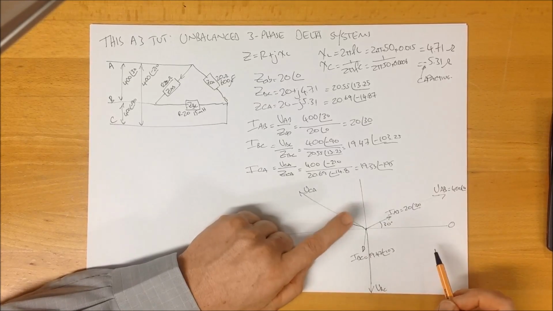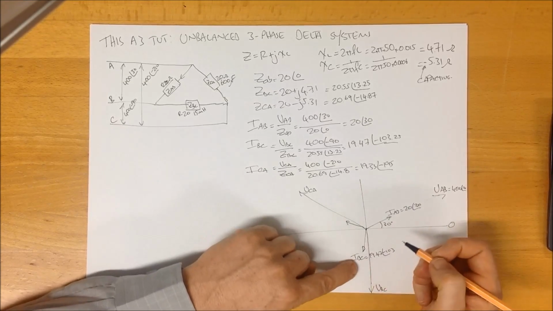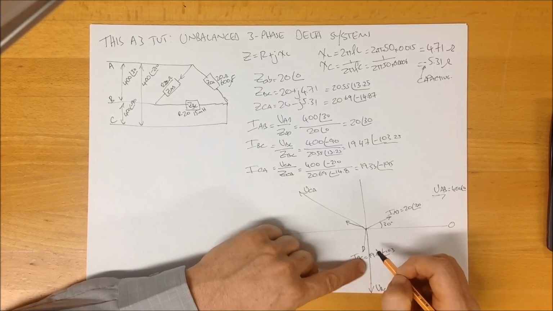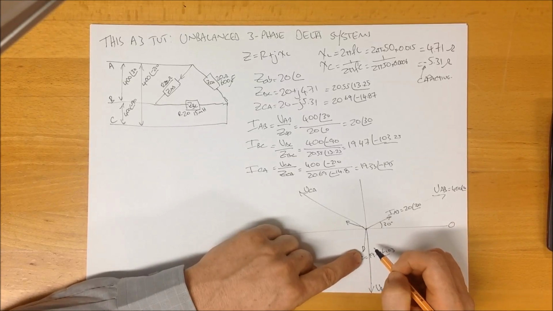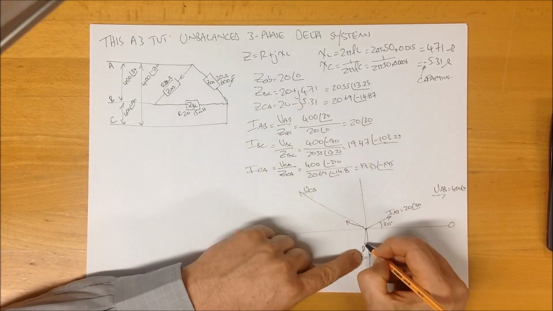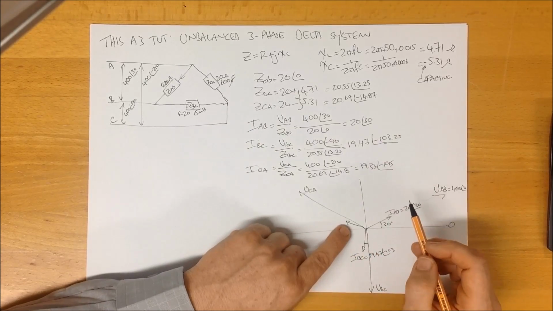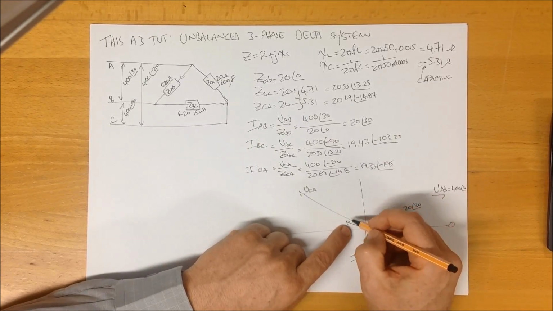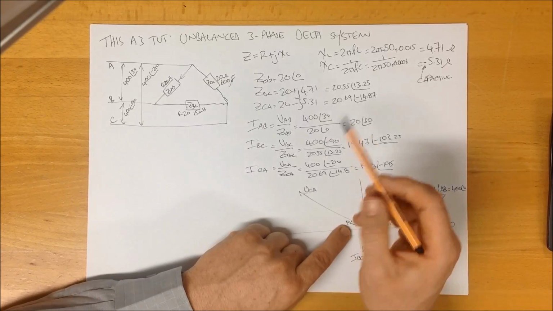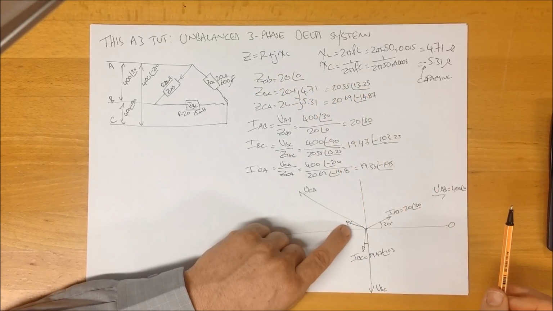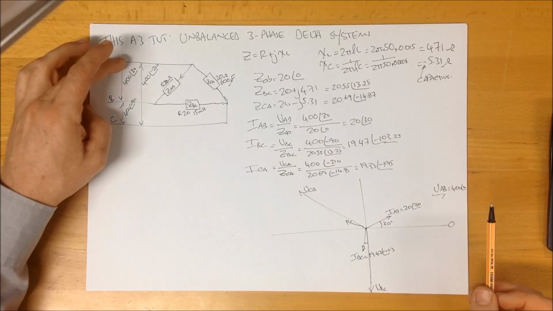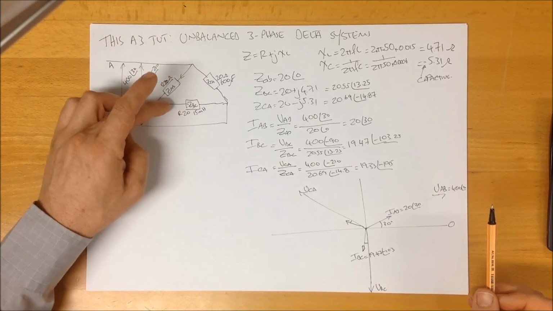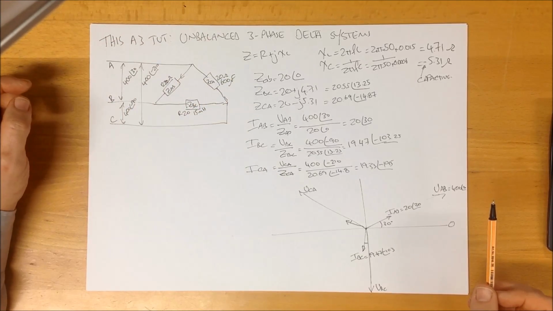Now, what's interesting to note here is that in the BC phase, the voltage is leading the current, which is not surprising because it's an inductive one. Similarly, in the CA phase, the current is leading the voltage, and again, that's not surprising because it's a capacitive one. So we've now found the currents that are flowing through each of these loads.